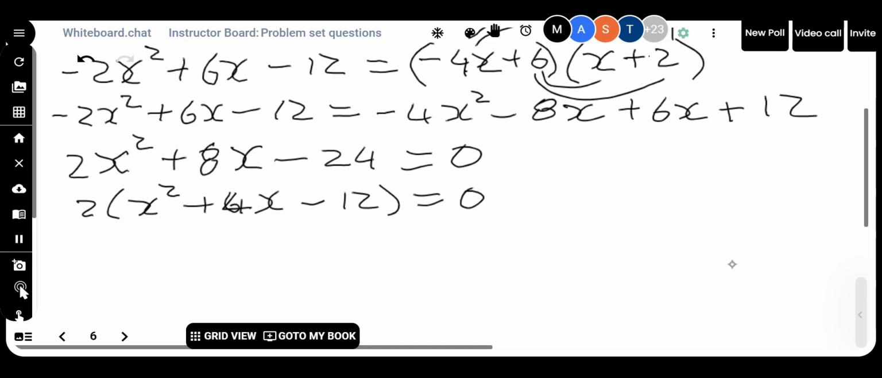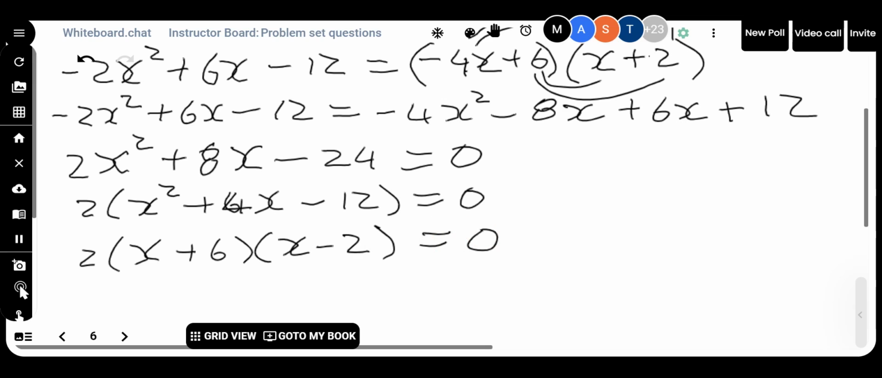Okay, and now I can factor again. So 2 into, let's just think for a second. Looks like 6 and 2. So x plus 6, x minus 2 is equal to 0.